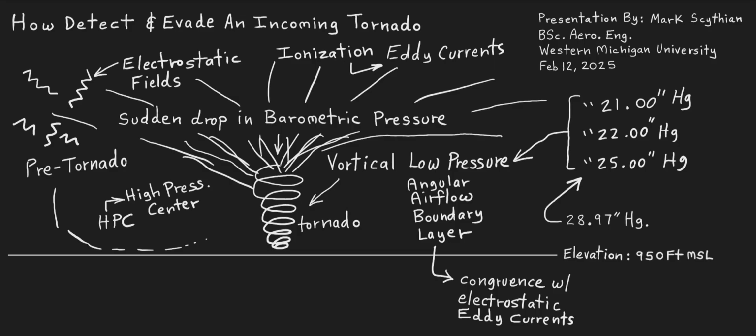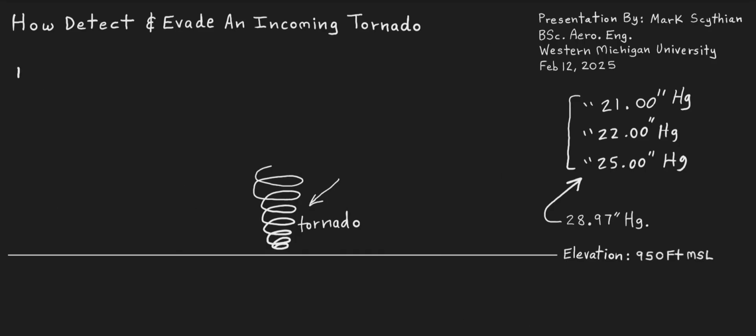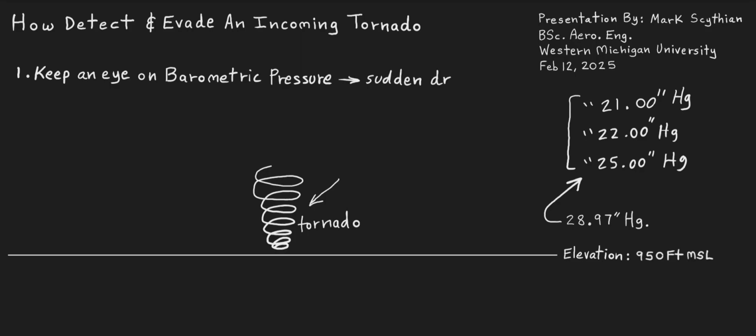And so the presentation's about how to detect and evade an incoming tornado. That's the general familiarization of the tornado's development and its repeatable reaction with respect to atmospheric pressure. It's the sudden drop in barometric pressure. So keep an eye for that one. Keep an eye on barometric pressure, sudden drop.